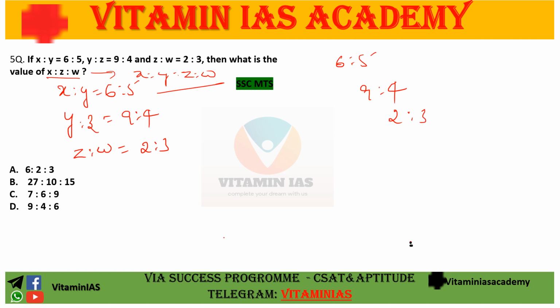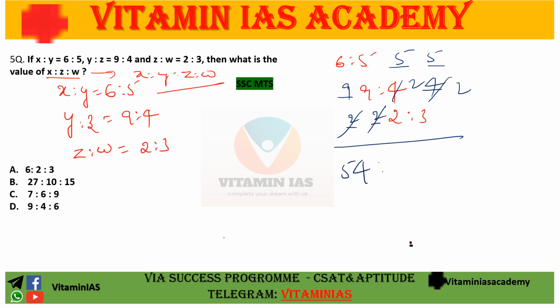So we have vacant places here, and simply place the adjacent values: 5 here and 5 here, 4 here and 9 here, and 2 here and 2 here. So in every ratio 2 is common. So cancel the 2. 6 9s are 54, 5 9s are 45, 5 2s are 10, 10 2s are 20, and 5 2s are 10, 10 3s are 30 here.